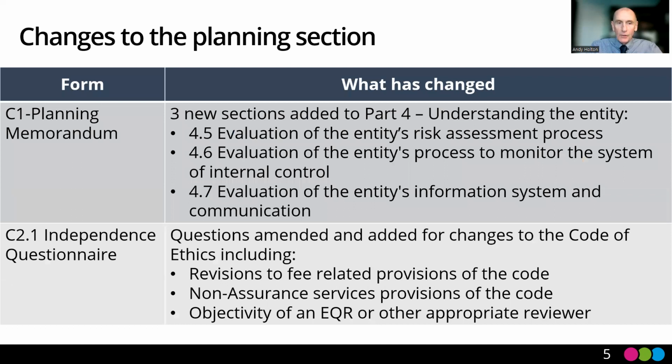So looking at the planning forms, C1 is the summary planning form, and 3 new sections have been added to that, and they reflect 3 new sections that have been added to C4, which is the checklist for understanding the entity. So we will pick up on these changes in a little bit more detail on the next slide when we look at the changes to C4.